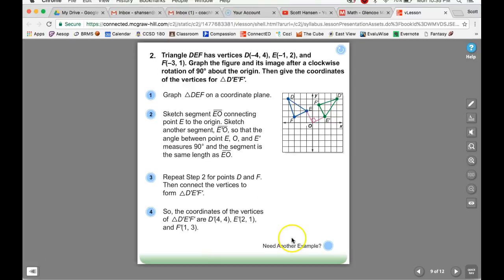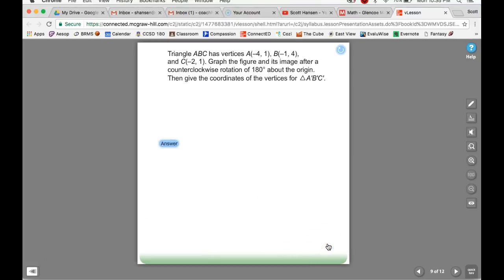So the idea here is with the next example, you want to try to do this one completely independently. I realize it's a challenge. See what you can do on your own, and then check it with the answer when you are done. Take a couple minutes.